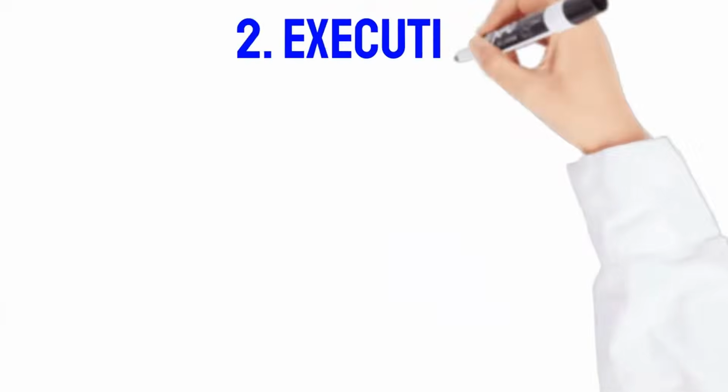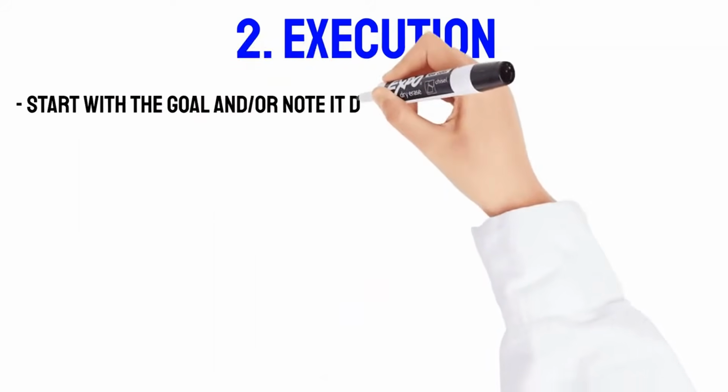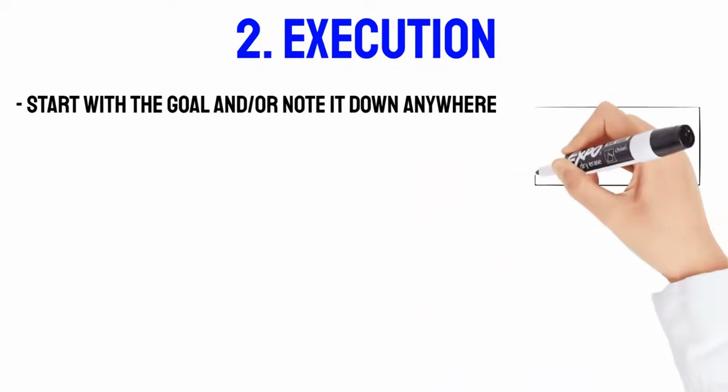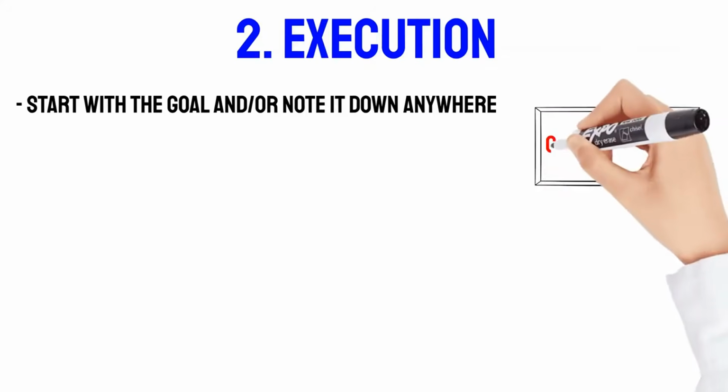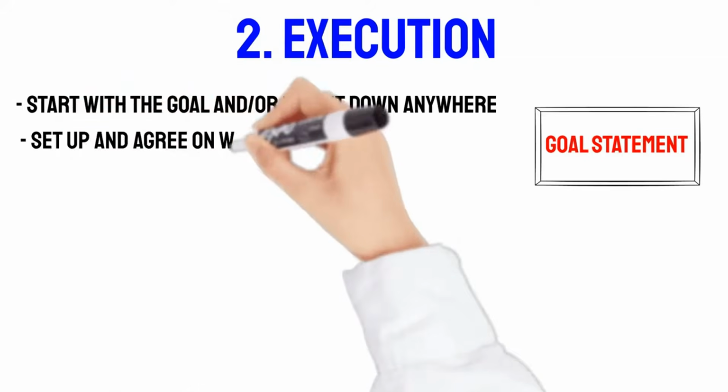So now let's hop to the execution. Start with the goal and note it down anywhere. My recommendation very clearly is to start with the goal, and if possible, write it down somewhere in the room if it's a physical meeting. The reason for this is because the goal statement is the vision of the workshop, the reason why you are in there. And if you have it open all the time, people can have a look on the goal and align on it again. Then set up and agree on some workshop rules.